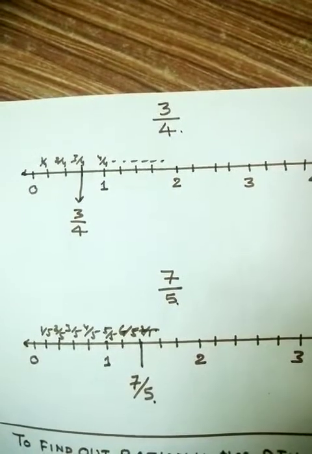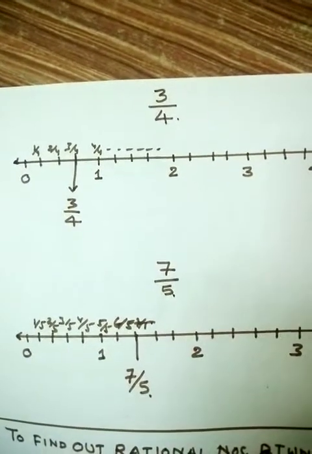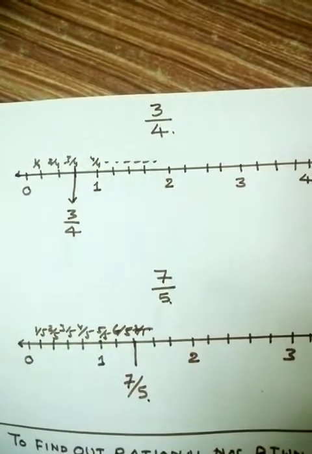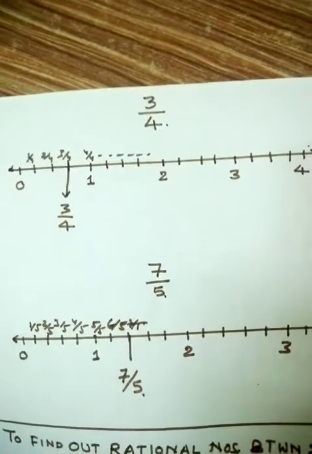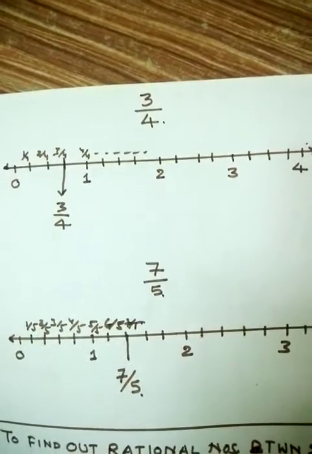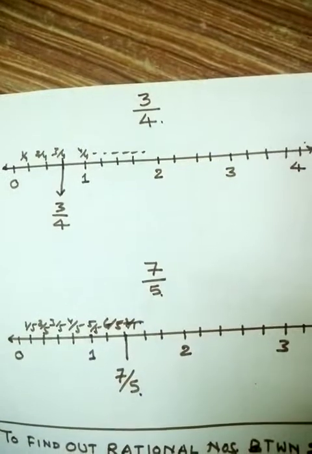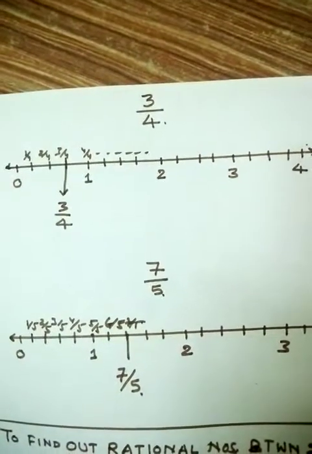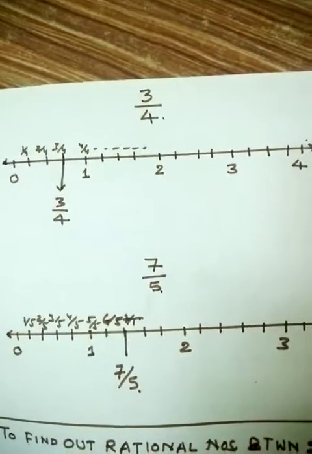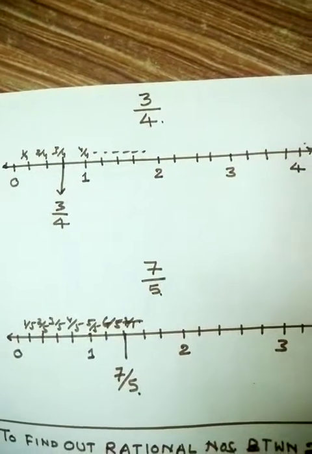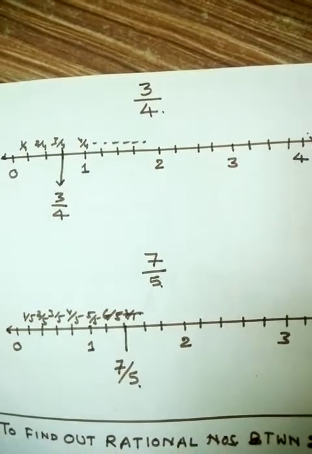Each division will be equal to 1 by 4 part. Now, leaving 0, start counting 1 by 4, 2 by 4, 3 by 4. That numerator, the 3 by 4, will come after the first, second, third number. So 3 by 4 is represented on this number line, the first one.